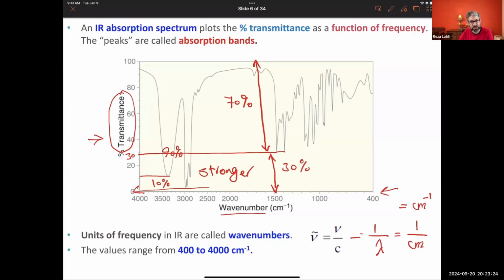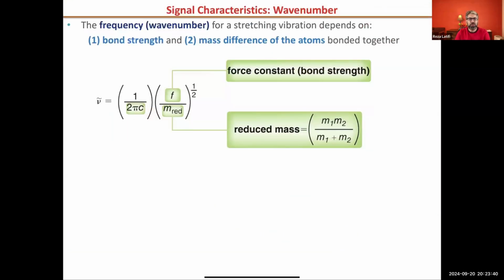You're reading the light that is passing the molecule, whatever passed, not the absorbed. Be careful, not the absorbed. And the range here is from 400 to 4,000 centimeters to the power of -1. A couple of specs that you need to know, or be careful about, whenever you are using IR.